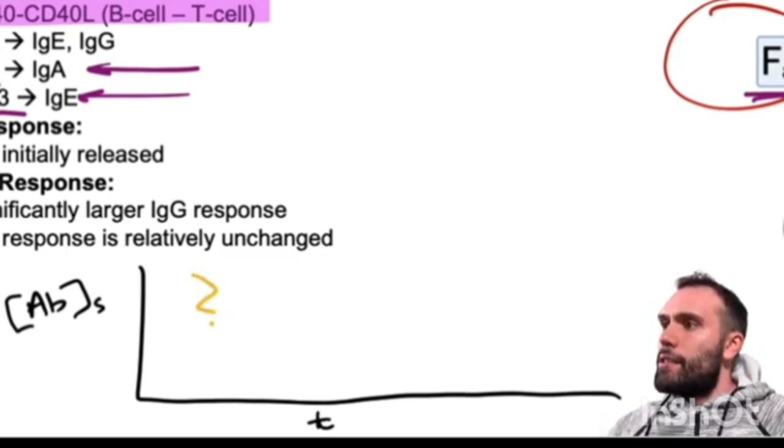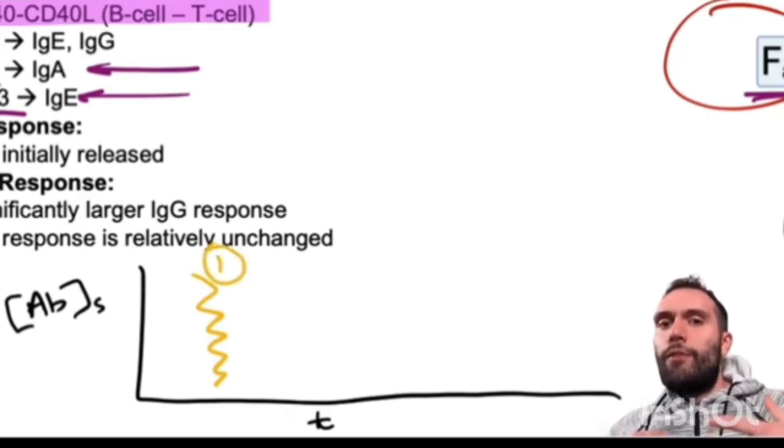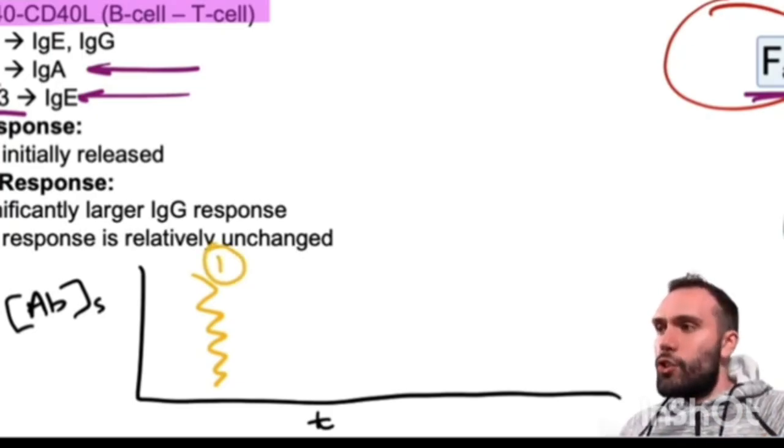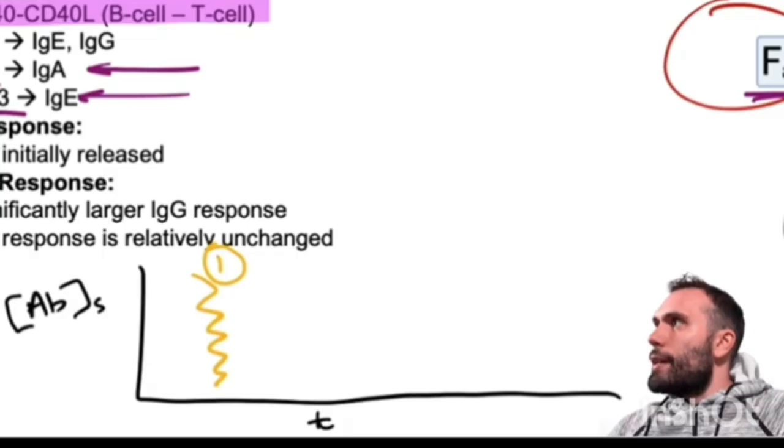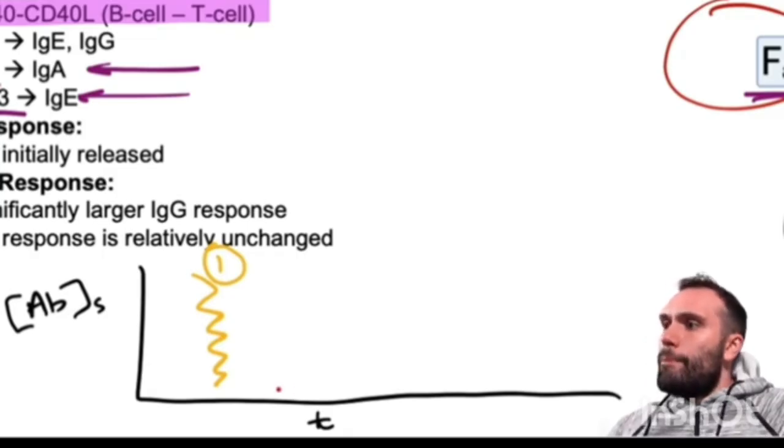Now, let's just say that at some point here, we are infected with some antigen. Okay, so we'll just put a 1 here to signify that this is the first time that we've seen this antigen. Maybe it's a bacterial infection. Okay, so let's just say that we have some bacterial infection. This is the first time we're seeing this antigen. So what will happen is initially we might have some stable level of IgM that spikes.